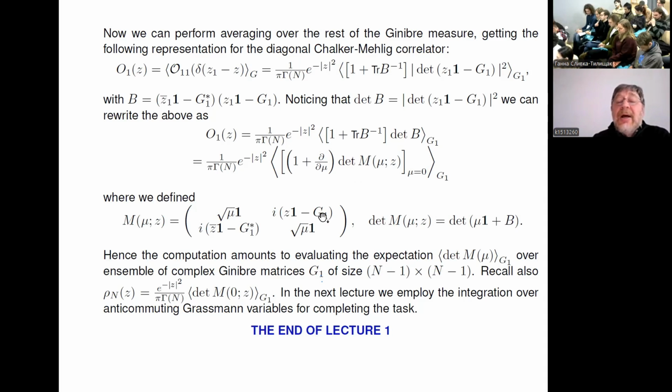where G1 is a Ginibre matrix of size n-1 by n-1. So all entries are independent, identically distributed complex numbers. And this, of course, has an advantage because to perform such an average, we will develop a very efficient procedure. To average such a matrix B, where G enters quadratically, without this trick is much more problematic.